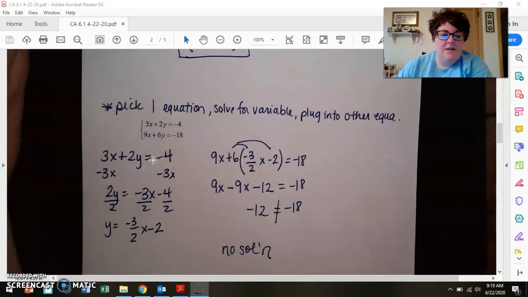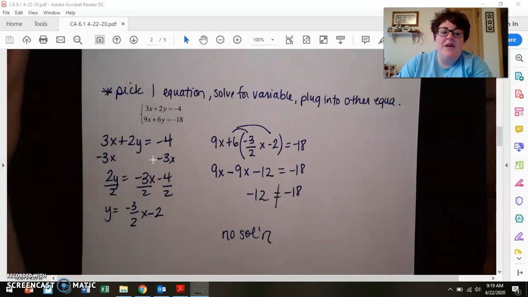Okay, let's look at the next one. So the next one, again, we want to pick one equation, solve for a variable, and plug into the other equation. So for this one, I chose the top, and I chose to solve for y. Again, you could have chosen the bottom and solved for x. That part does not matter. So I solved for y, and I got y is equal to negative 3 halves x minus 2. And just so you know, on this one, any variable you chose for either equation, you were going to end up with a fraction. So know that sometimes you do have to work with fractions.